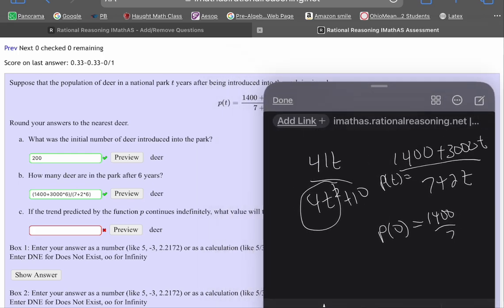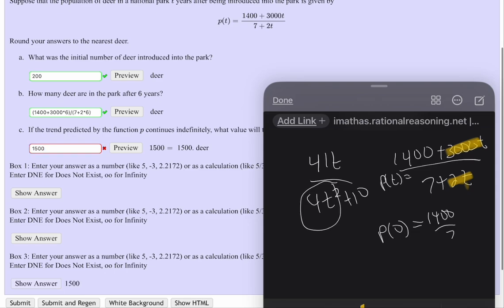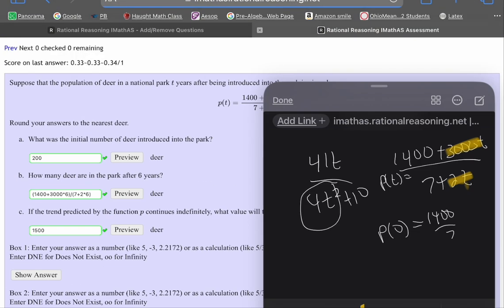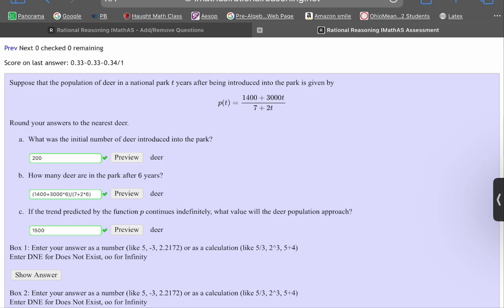And then if this trend continues indefinitely, that's really asking you for your horizontal asymptote. So what's really cool is since the lead term on top and the lead term on the bottom match, it's just that 3000 divided by 2. 3000 divided by 2 is 1500. You can use those lead term coefficients. So that is our question 11 and 12 from 6-2.